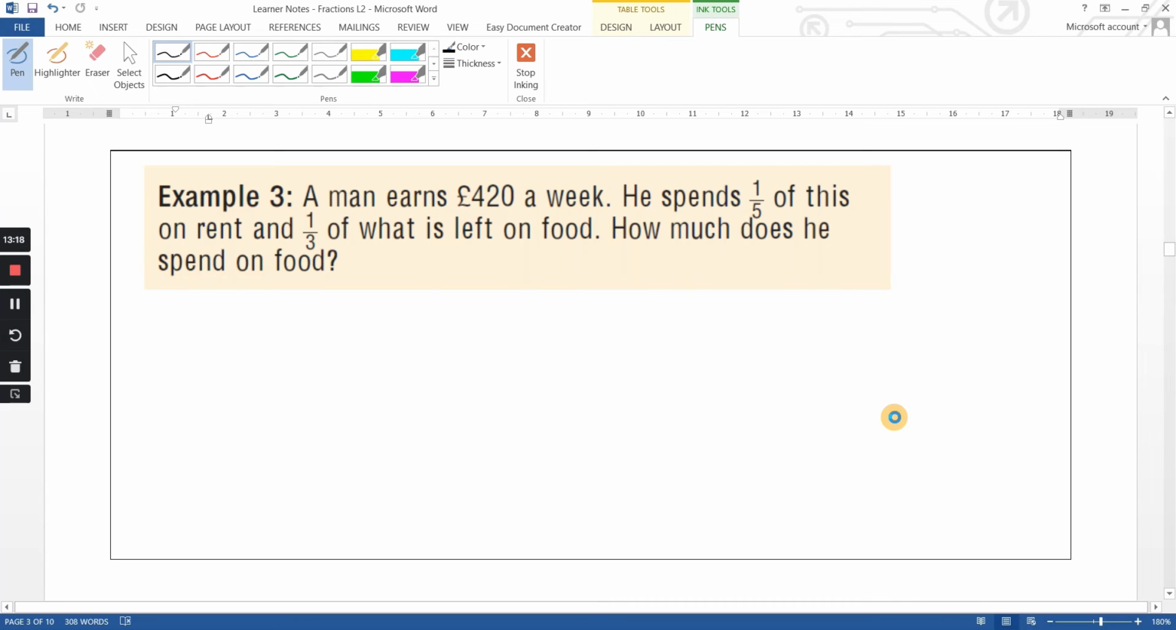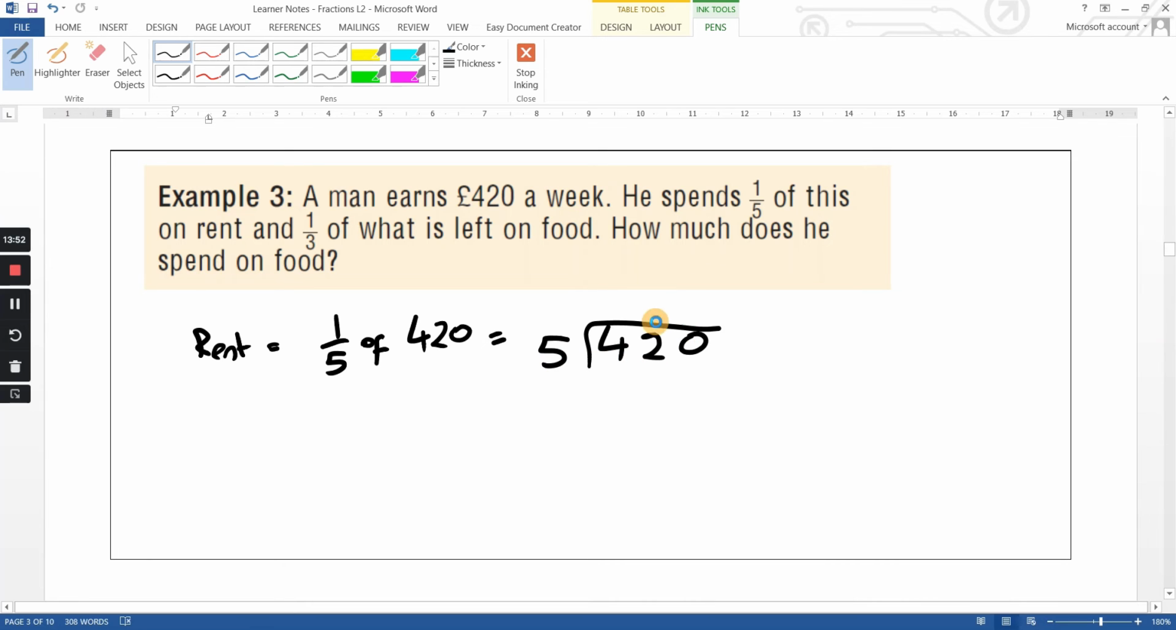Example 3. A man earns £420 a week. He spends 1/5 of this on rent, and a third of what is left on food. How much does he spend on food? So he earns £420 a week. He spends 1/5 of this on rent. So let's work out how much he spends on rent. For rent, 1/5 of 420, which is the same as 420 divided by 5. Let's use the bus stop method again.